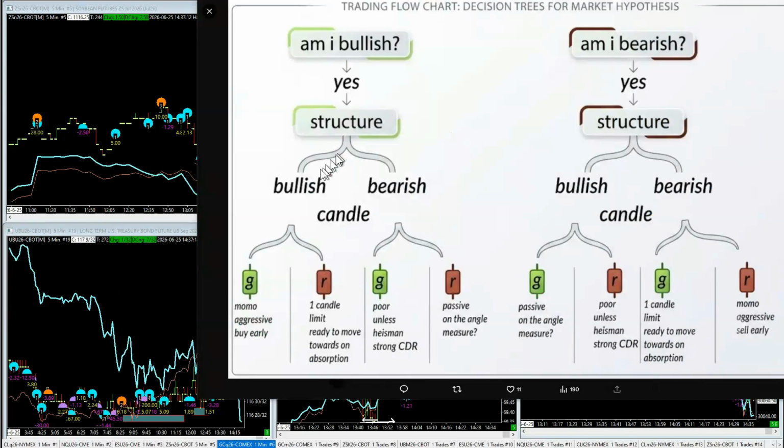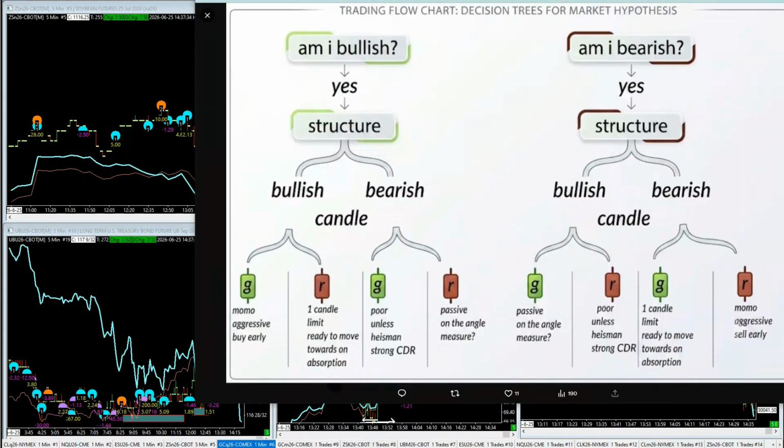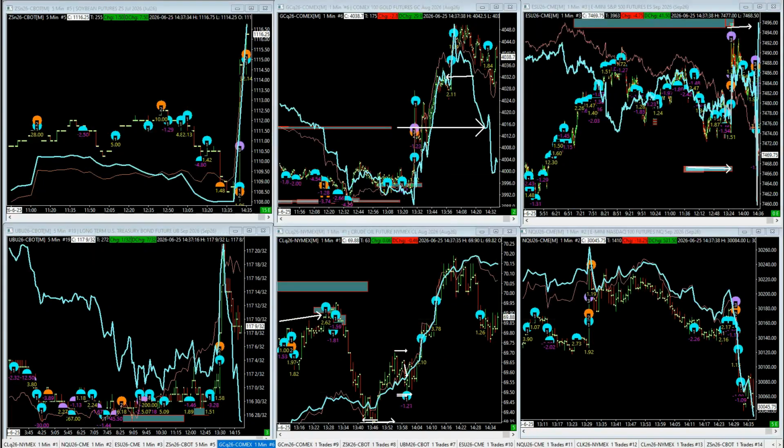If your structure is bullish and you're bearish, then of course the idea of this green candle is passive, and the worst trade you can do is the red candle selling, unless it's a strong Heisman or a CDR. Just simple execution, guys. That's all it is. Simple execution: how to execute properly based on structure.